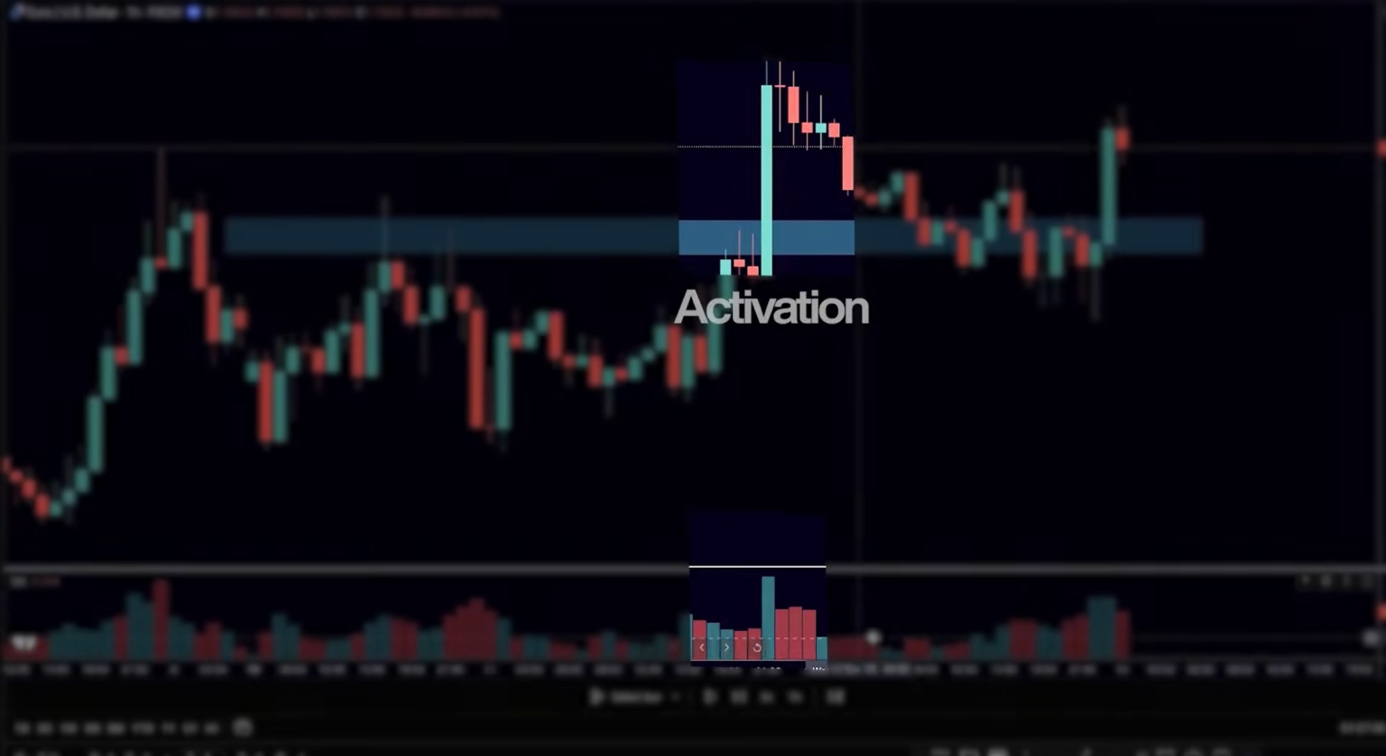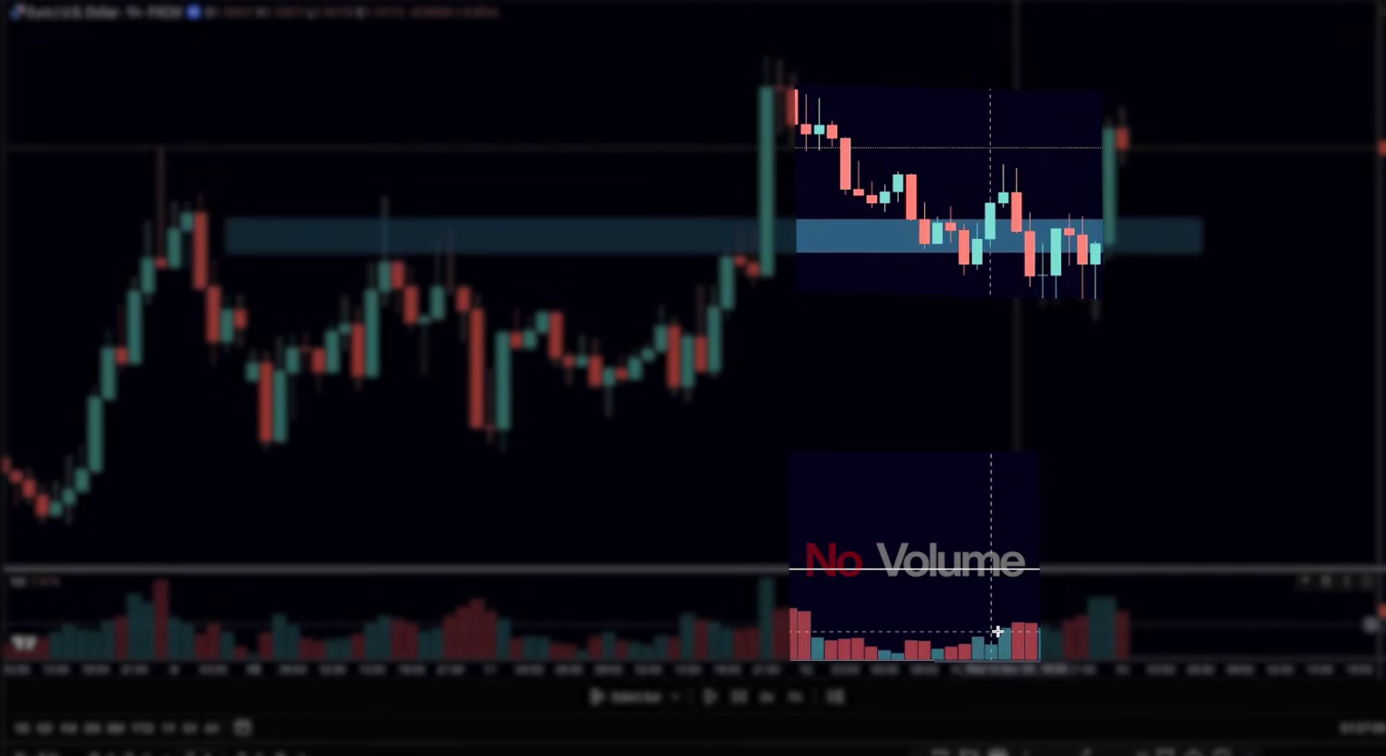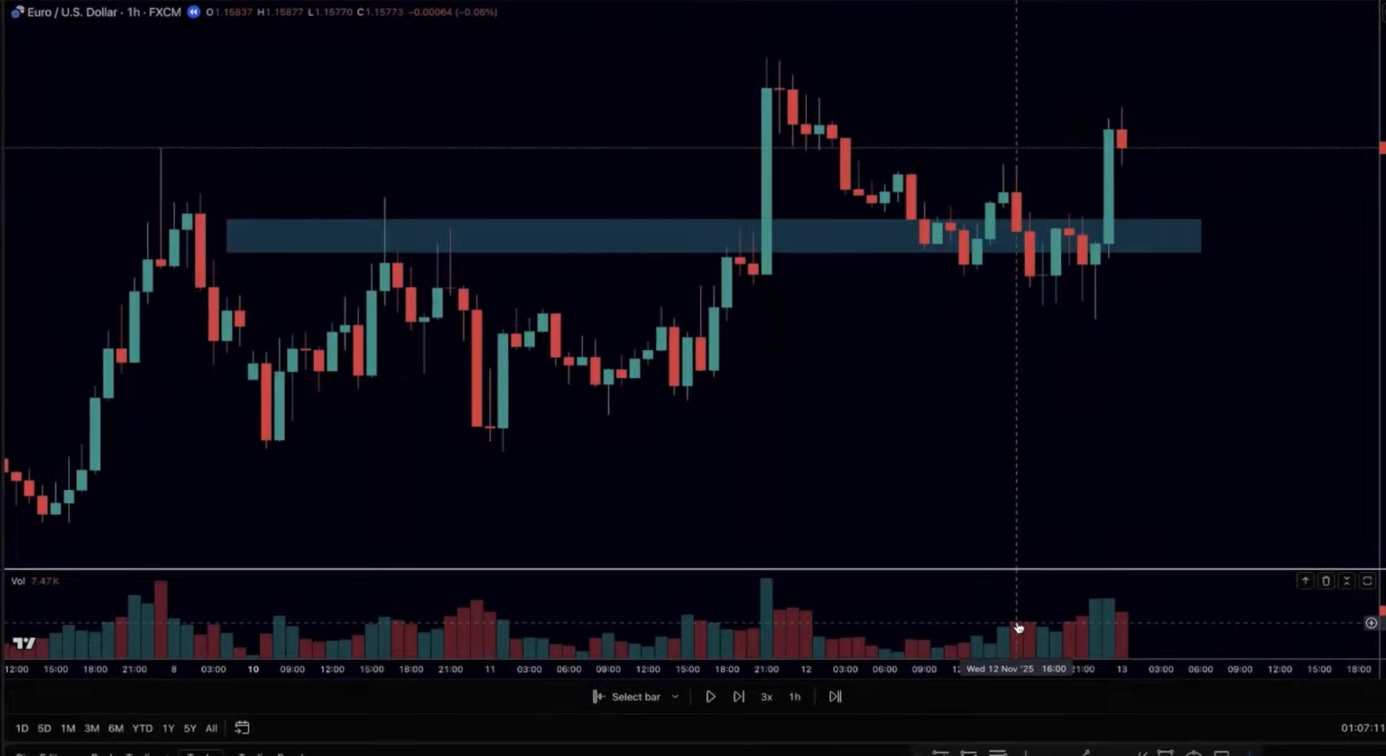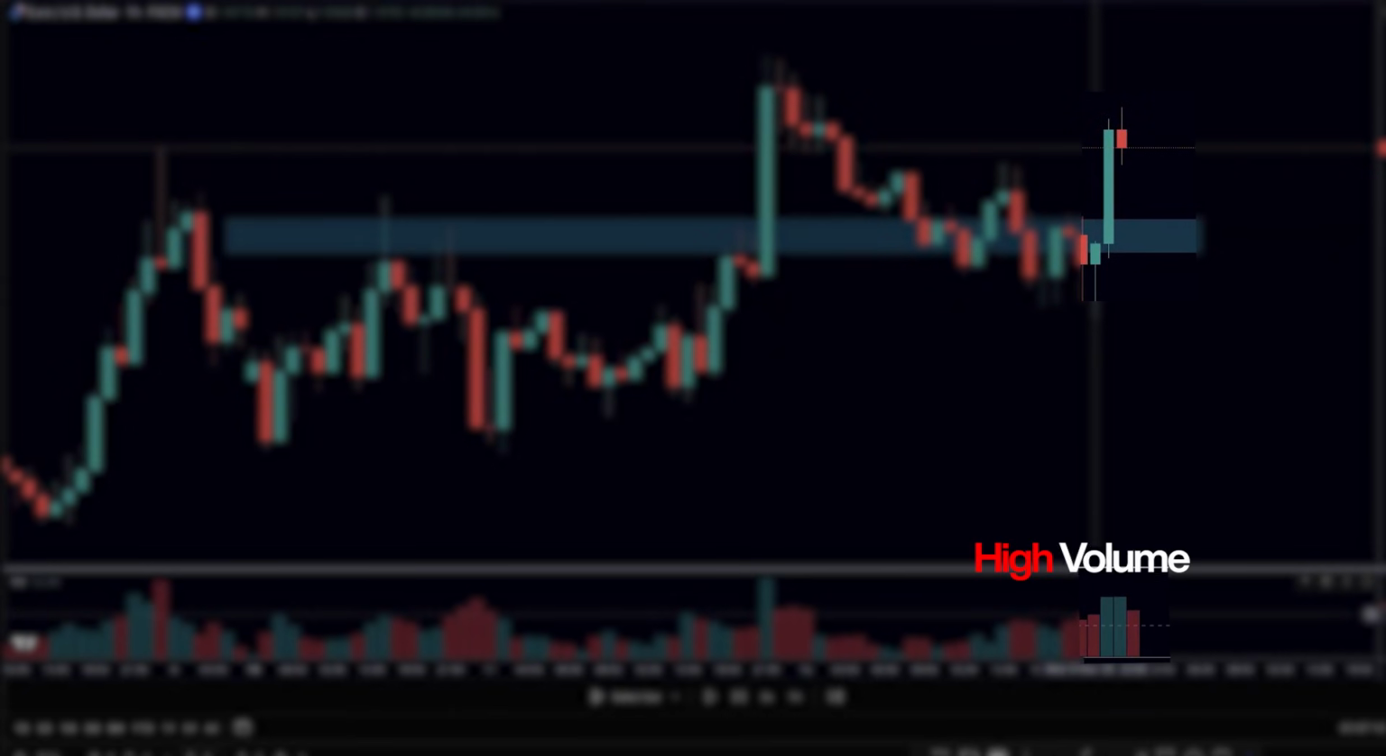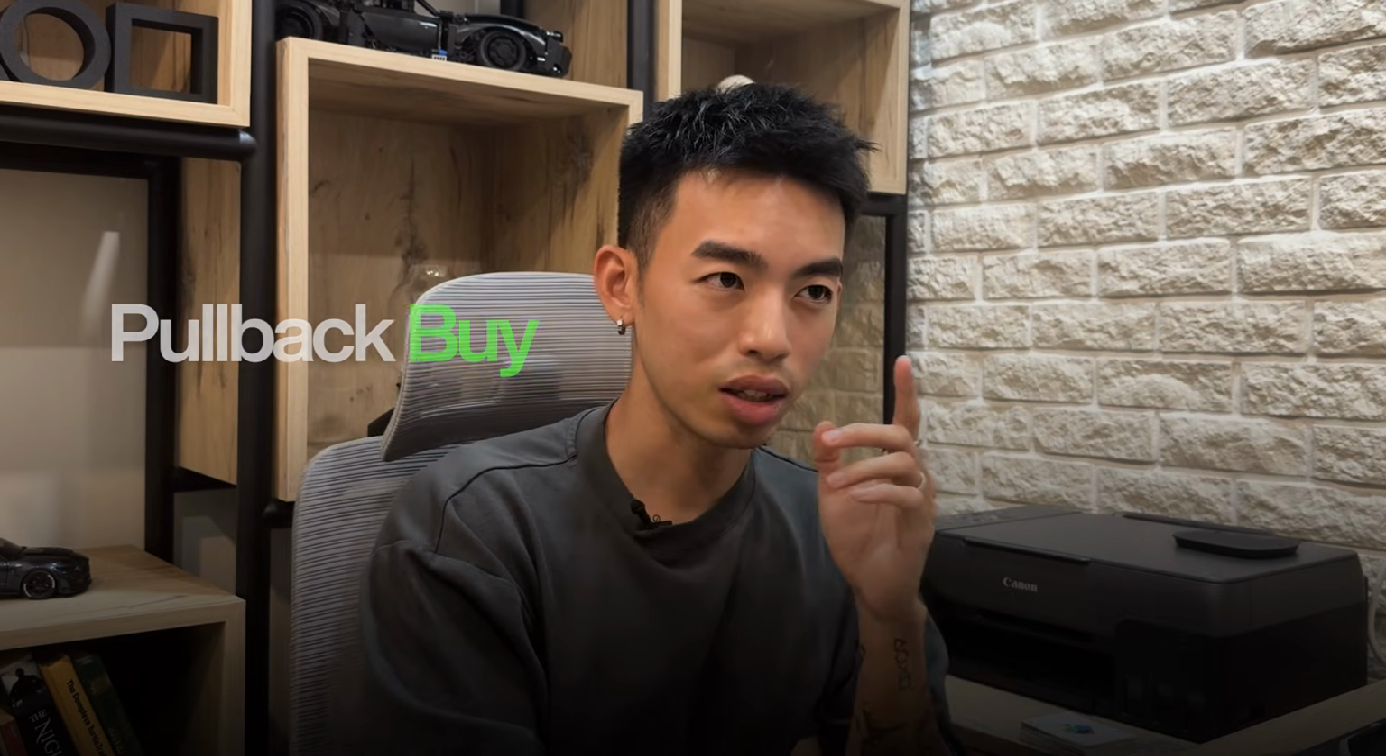Making sure that there is activation involved, on the pullback phase there is no volume, and when the trade is ready to go on the retest, you want to see high volume coming back in. When you see all of those things present in the market, that pullback buy that you're going to be doing or a pullback sell will have that much higher probability of actually performing. And in this case, performing much better than just targeting the recent high. Mastering volume takes patience. As you can see, it takes a lot of trial and error before you really understand what you want to look for in the market.